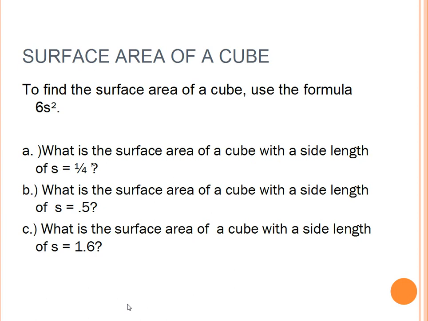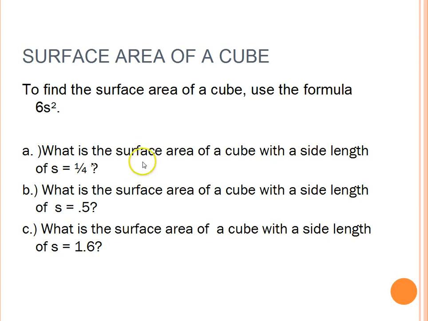So you're going to be looking at the surface area of a cube with a side length of 1/4. You're going to look at the surface area of a cube with a side length of 0.5 and a surface area of a cube with a side length of 1.6. And just so we're clear, surface area is the outside of a 3-dimensional figure. It's like if you were wrapping a gift. That would be finding the surface area. So go ahead and do that now. This is a great review of decimals and fractions.